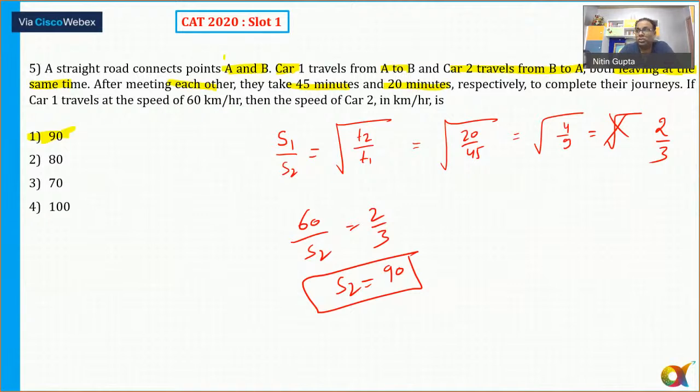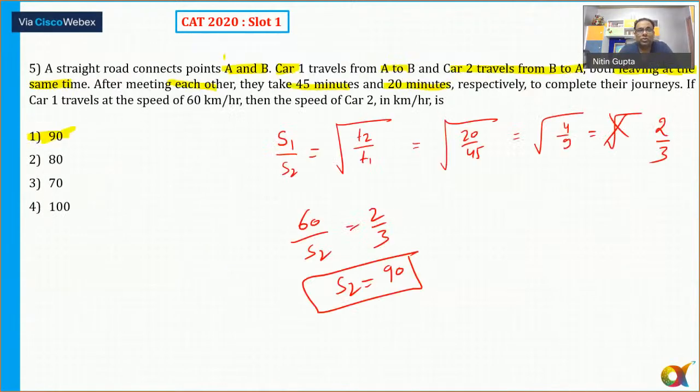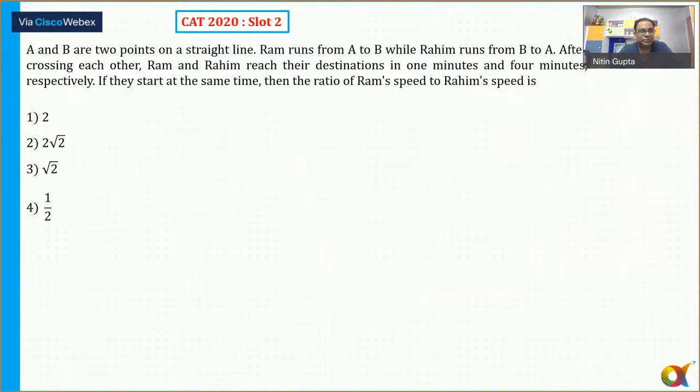Okay, let's move to the next slide now. This question was asked in slot 2, question number 6, I'll say. Same thing, just read the question, try to solve it on your own, and then you can see the discussion here.